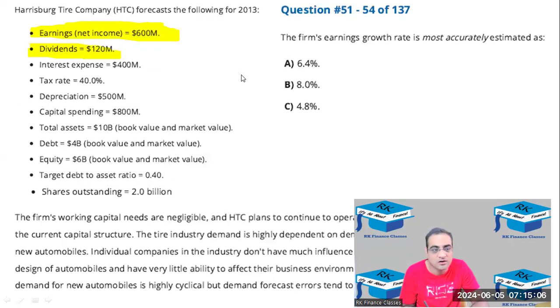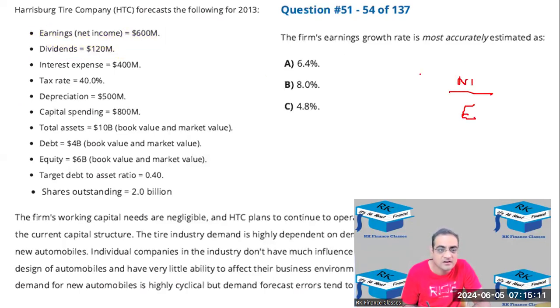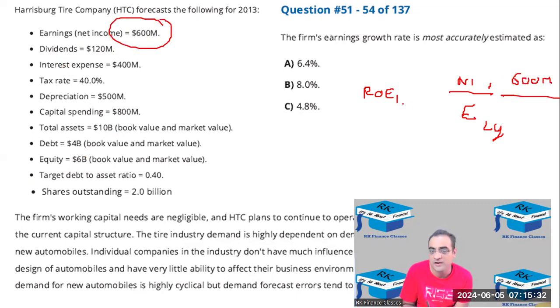Coming to ROE, return on equity is nothing but net income upon equity. Logically, for ROE in year 1, I should look at the net income of year 1 divided by the equity of last year. So it was necessary to give the beginning book value of equity here. To calculate ROE, I take this net income of 600 million and divide by the book value of equity of last year. Book value and market value are the same here, but they did not clarify whether it is the book value of equity of last year. I guess we do not have a choice in the exam.